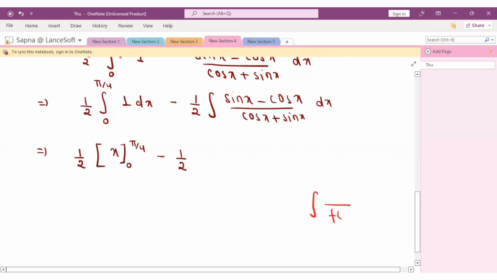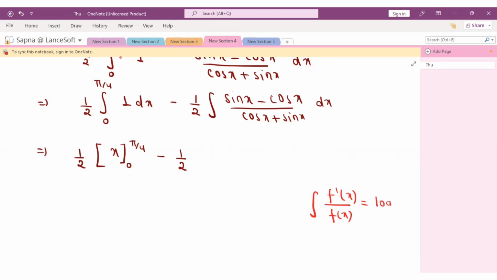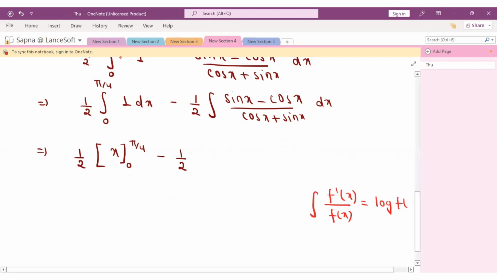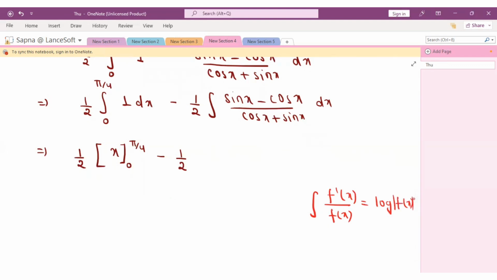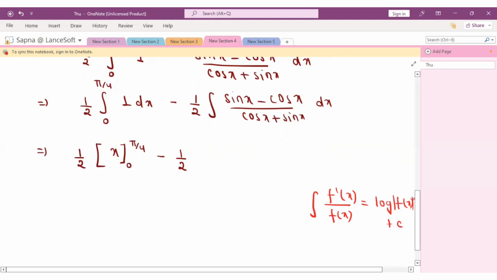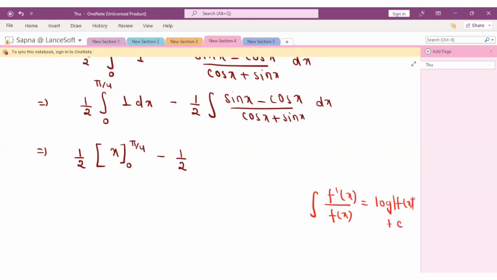Here I'm going to use a formula. If we have the integration of a function where the function is present in the denominator, and we have the derivative of that same function in the numerator, that will be equal to log of the denominator, whatever function we have in the denominator, plus the constant of integration, of course. But here we are not going to use the constant of integration, because this is a definite integration, and in definite integration we do not add plus constant of integration, remember that. All right, let us move ahead.